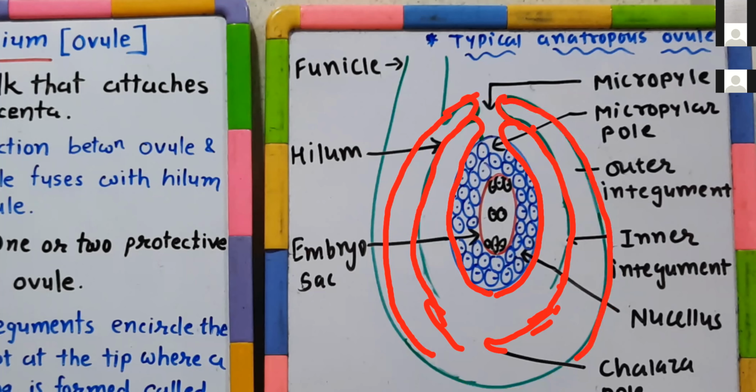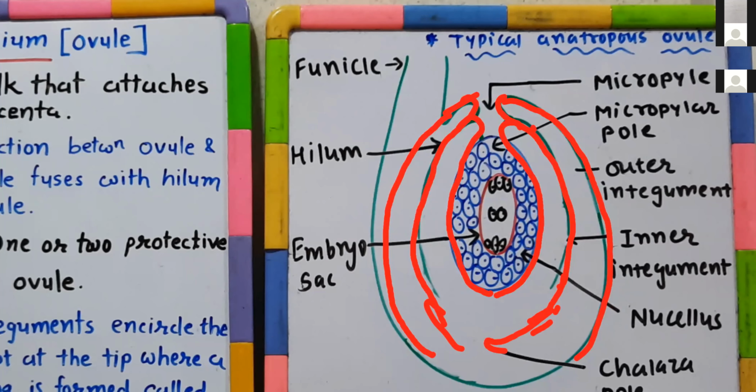So there are two integuments that can be seen over here. Each ovule is normally protected by at least one or maybe two integuments which give it covering and protection. Integuments encircle almost the entire nucellus.